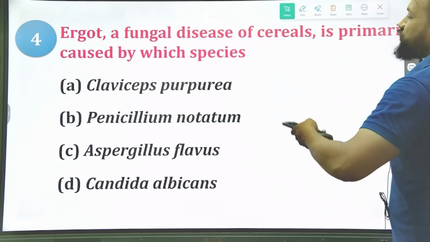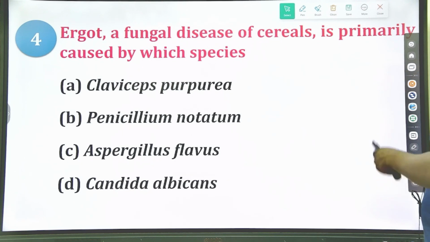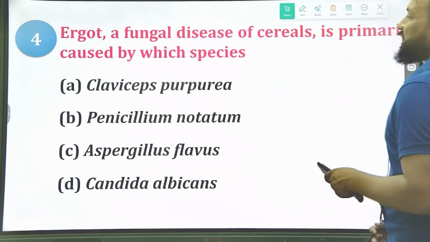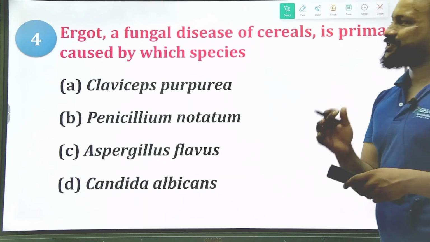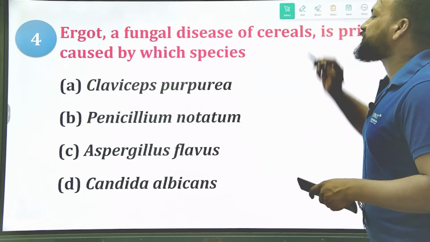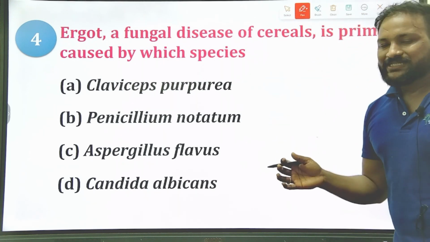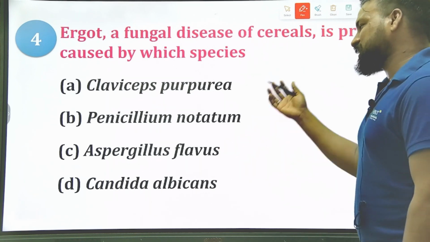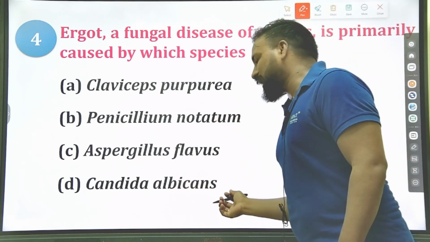Okay. So fourth question of this series. Ergot, a fungal disease of cereals, is primarily caused by which species? Option A, Claviceps purpurea. Option B, Penicillium notatum. Option C, Aspergillus flavus. And option D, Candida albicans.